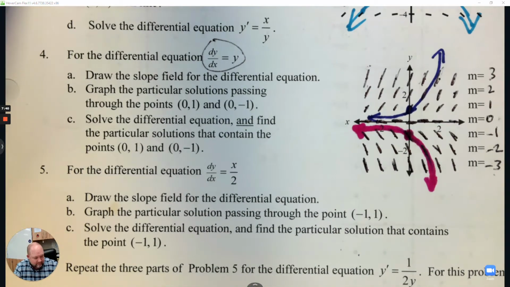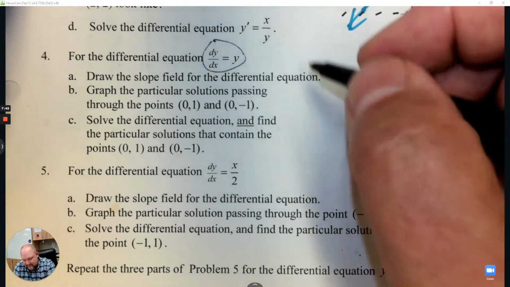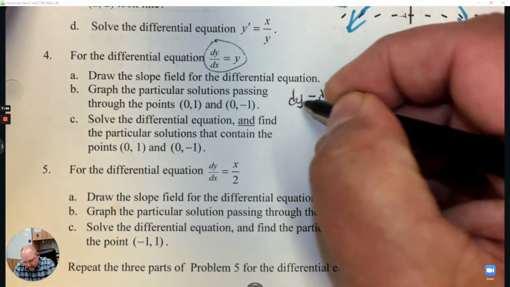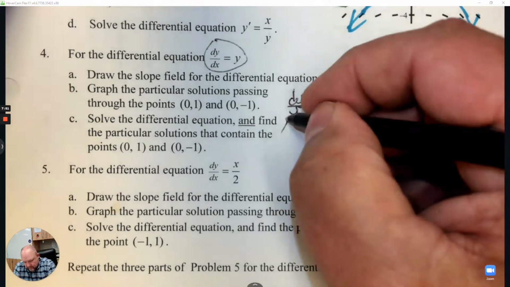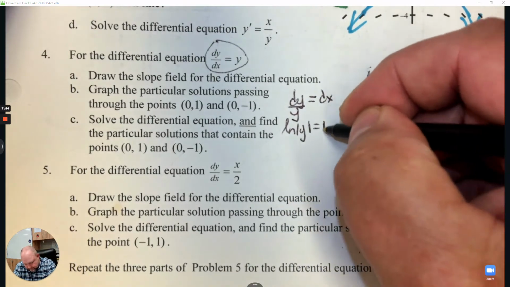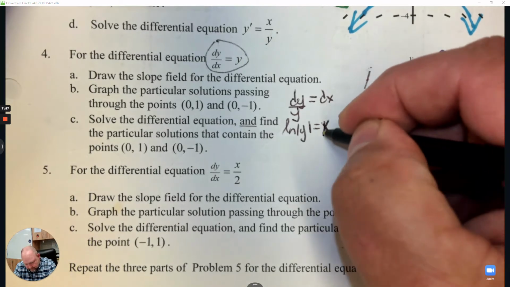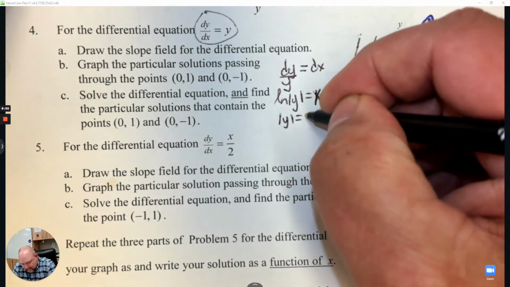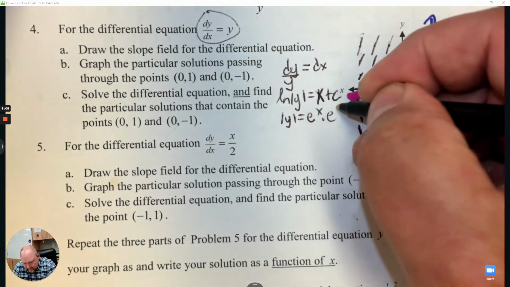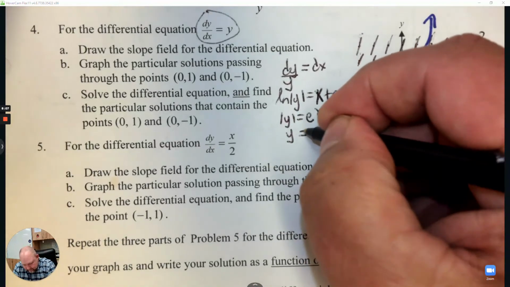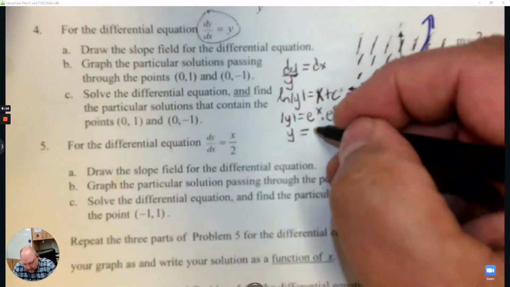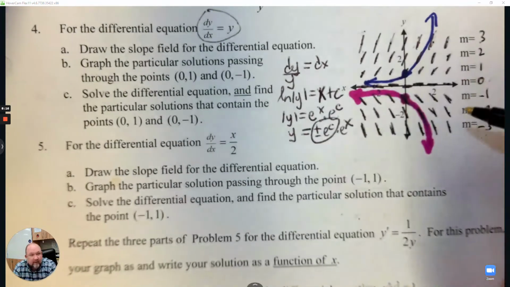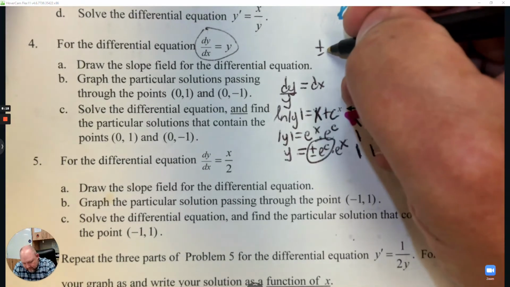And then it says solve it. So I'm just going to do that right here. I'm going to multiply by dx and then divide by y. This is a logarithm. And then when I solve for y, it'll be e to the x times e to the c. When you remove the bars, it'll be plus or minus. And then just replace that with an easy constant.